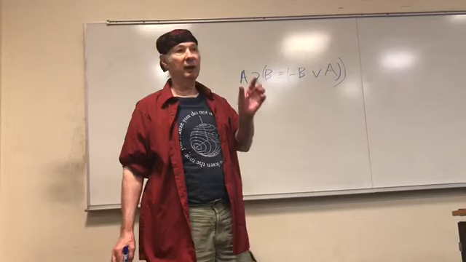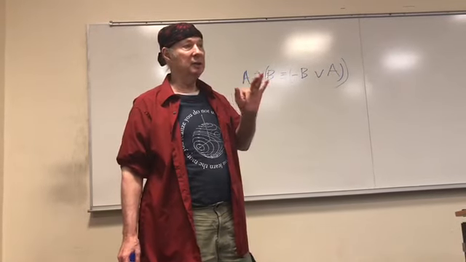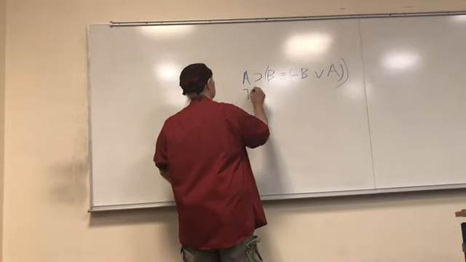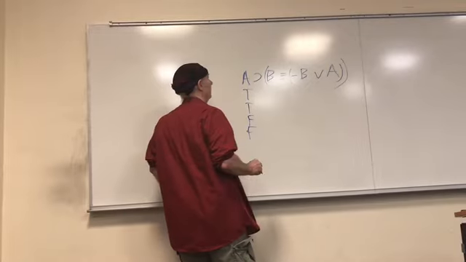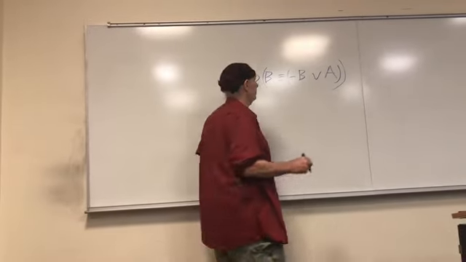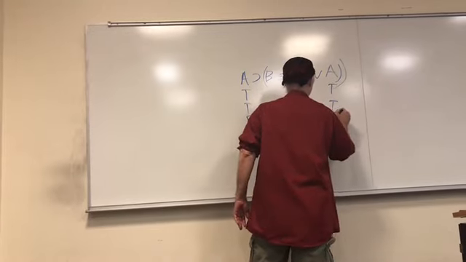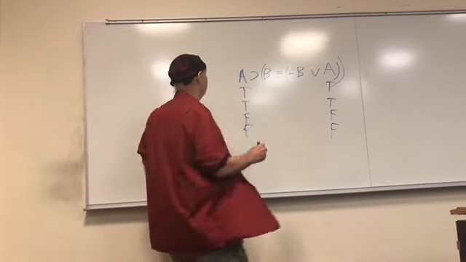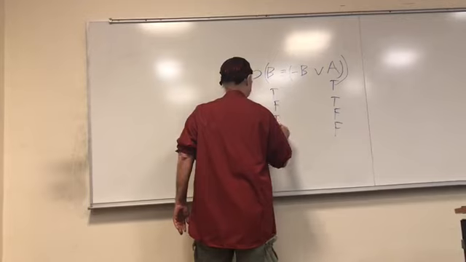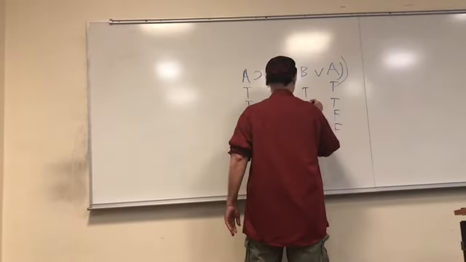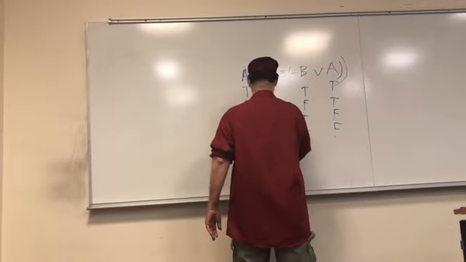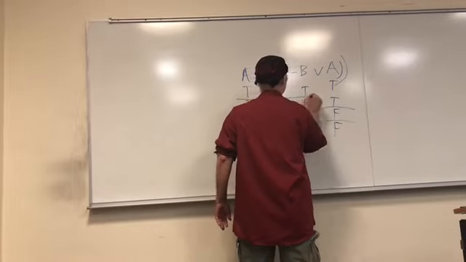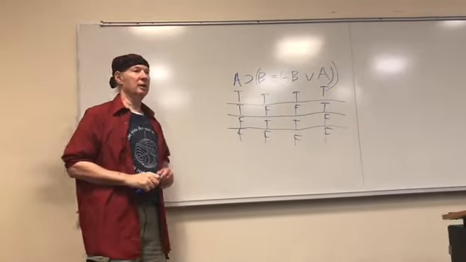Step three, fill in the columns underneath the atomic sentences. So under the first occurrence of A, it would be TT, FF, and then every other occurrence is the same, TT, FF. Under B, it's TF, TF. And then nice and neatly, separate the rows with a horizontal line.